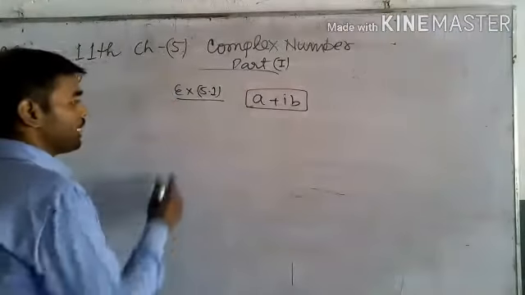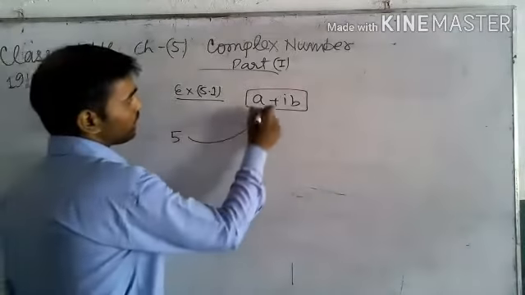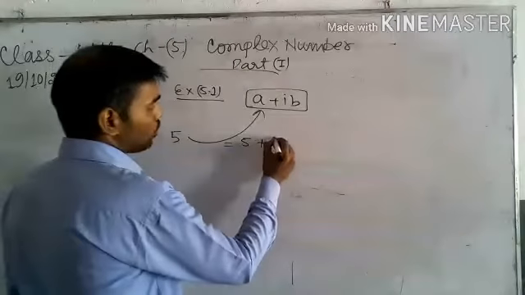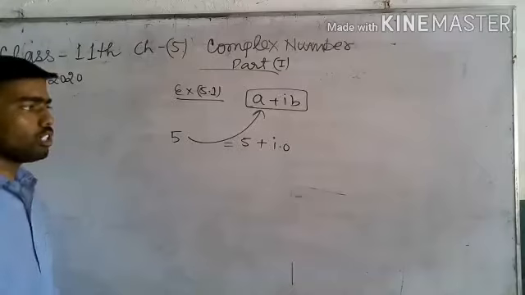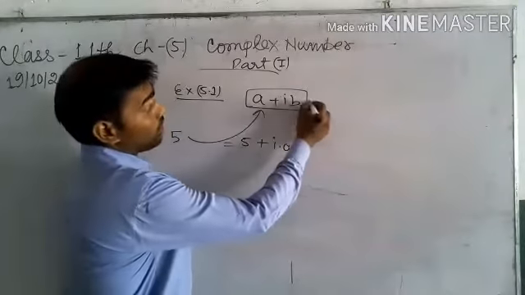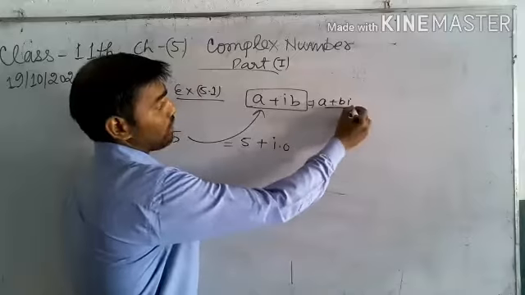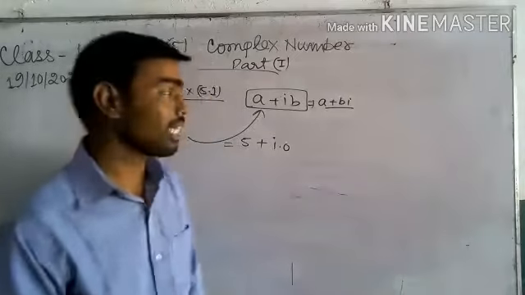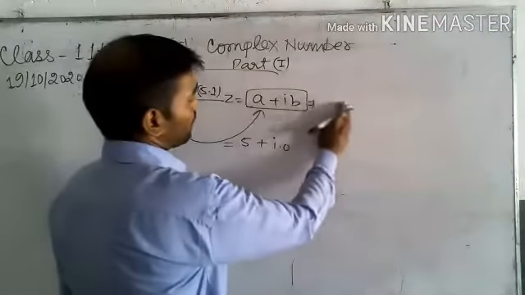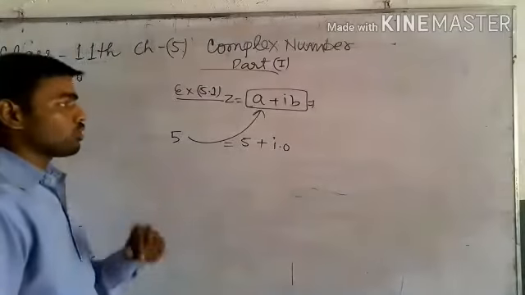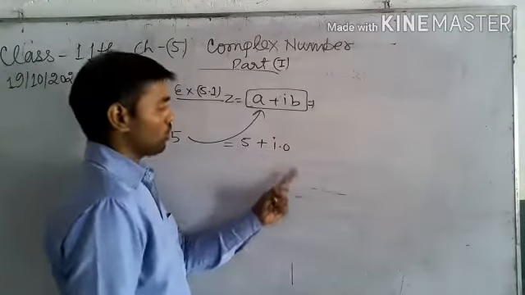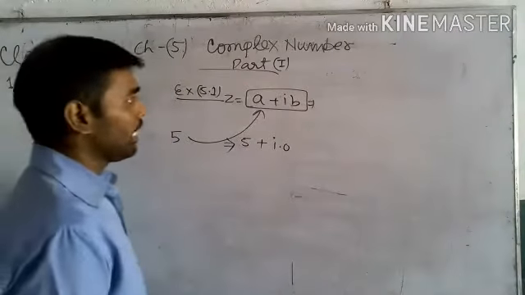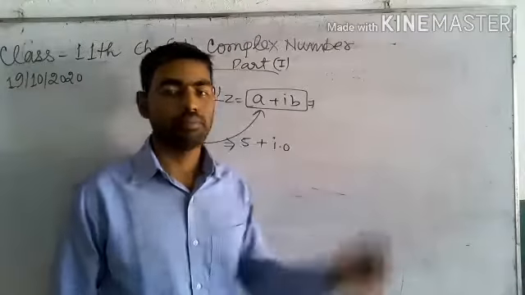Let's suppose if you are given 5 to convert into this form, we can write it as 5 plus i into 0. The correct form of a complex number is a plus ib, not a plus bi, so we can always write z is equal to a plus ib. So 5 is equal to 5 plus i into 0. This can be written in the form a plus ib. So in Exercise 5.1, every part is converted into a plus ib.